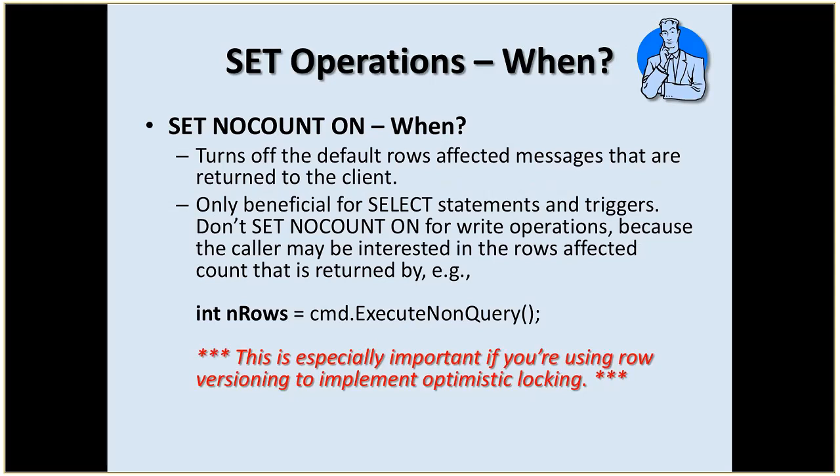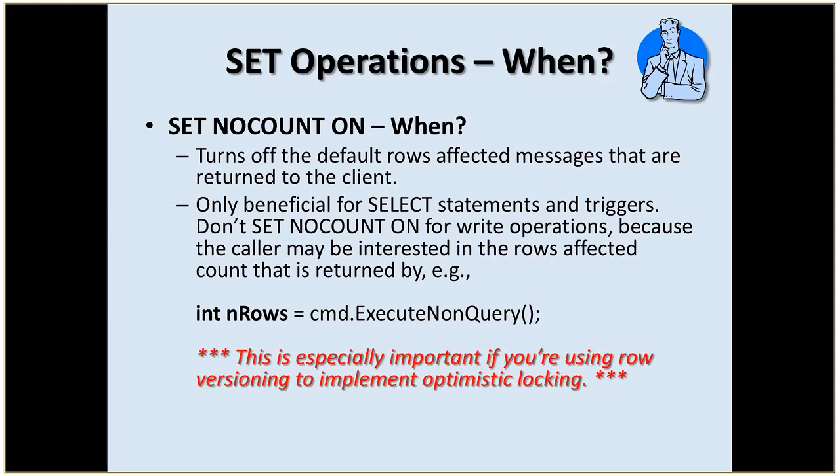Okay. Well, what does it do first of all? It turns off the default rows affected message that's returned to the client. That could be rows that are updated or rows selected. It doesn't really make any difference. But it's really only beneficial for SELECT statements and triggers. And I brought this point out about don't SET NOCOUNT ON for write operations. Why not? Because the caller may want to know how many rows were affected by that query.